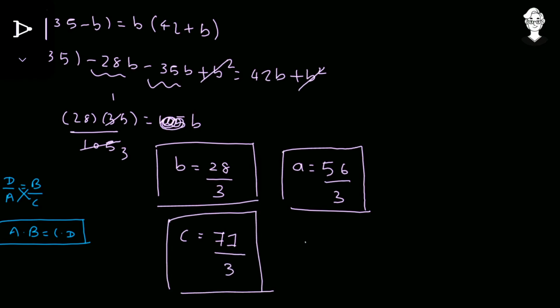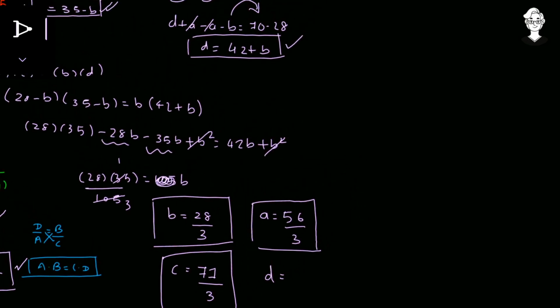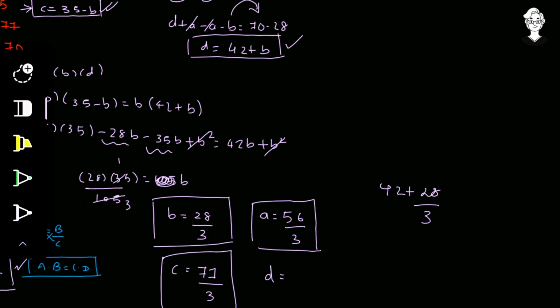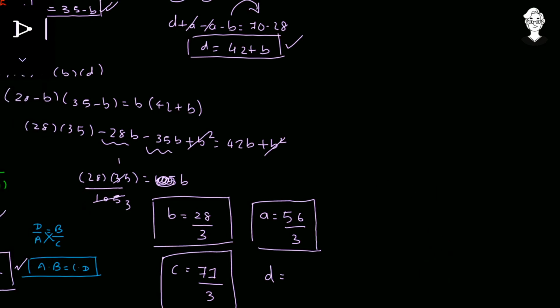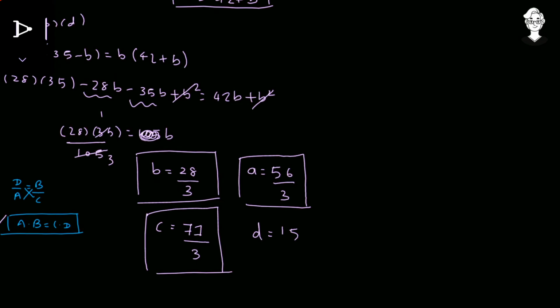And finally we have the value of D. So D has to be 42 plus B upon 3. So 42 plus 28 upon 3. So 3 2s are 6, 3 4s are 12, plus 28. So 4, and on the top 1, so 5, yes, 154. So it comes 154 upon 3. So the value of D is 154 upon 3.